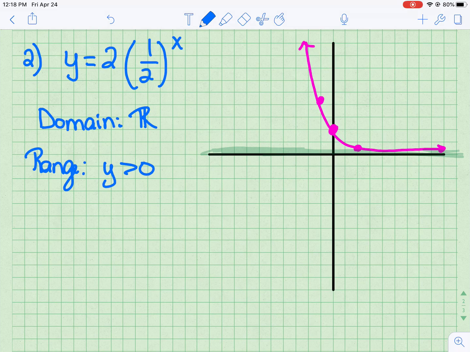Do you remember doing this at all in Algebra 1? No. We don't spend a whole lot of time on it.